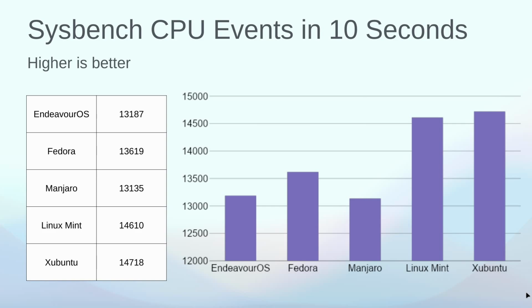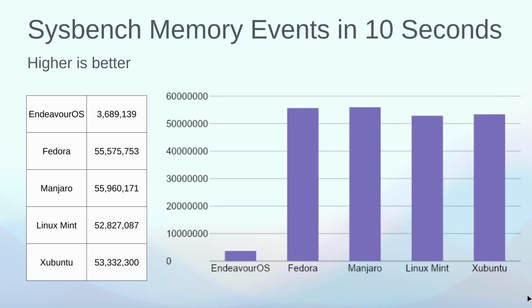Going forward, Sysbench, I looked at CPU events. This is how many times the CPU does an event in 10 seconds. A higher number is better. And I was really surprised to see that Linux Mint and Xubuntu really pulled out ahead here compared to the other versions of XFCE.